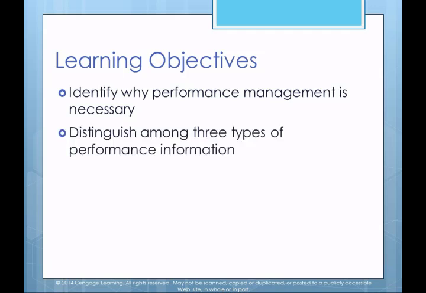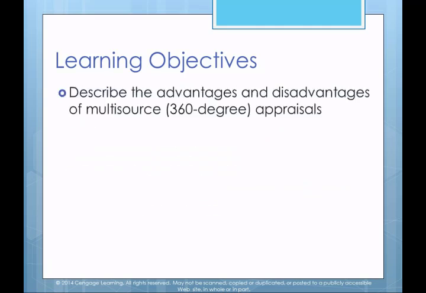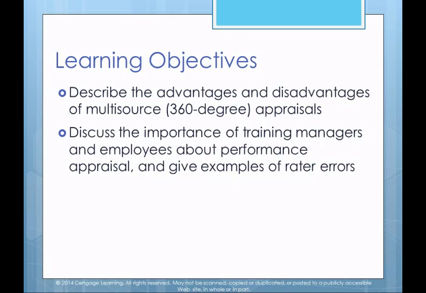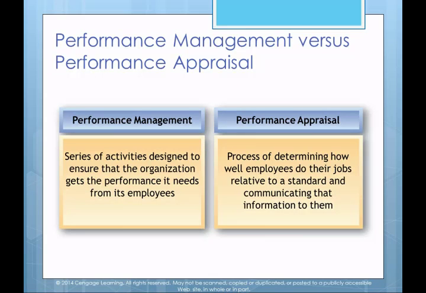Our learning objectives are to identify why performance management is necessary, distinguish among three types of performance information, explain the differences between administrative and developmental uses of performance appraisal, describe the advantages and disadvantages of multi-source 360 appraisal, discuss the importance of training managers and employees about performance appraisal and give examples of rater errors, and identify several concerns about appraisal feedback and ways to make it more effective.